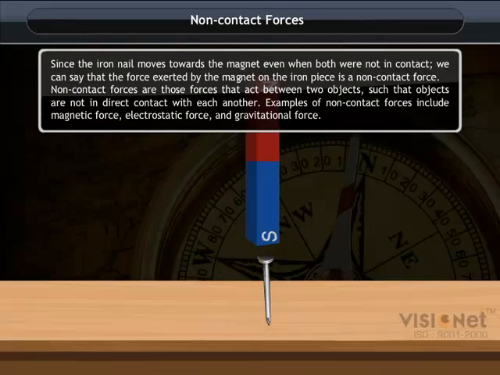Since the iron nail moves towards the magnet, even when both were not in contact, we can say that the force exerted by the magnet on the iron piece is a non-contact force. Non-contact forces are those forces that act between two objects such that the objects are not in direct contact with each other. Examples of non-contact forces include magnetic force, electrostatic force, and gravitational force.